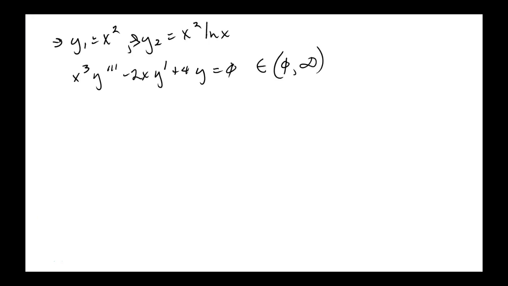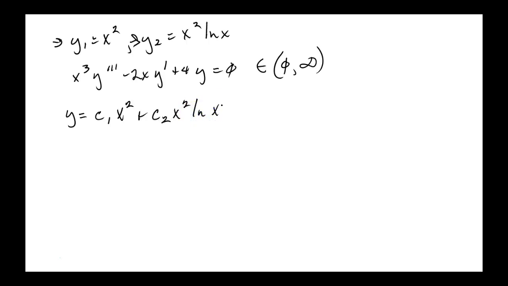Now, they told us those were both solutions. We just verified it. By the superposition principle, what would be another solution? In fact, sort of the general solution. Y is equal to C1 x squared plus C2 x squared log x.